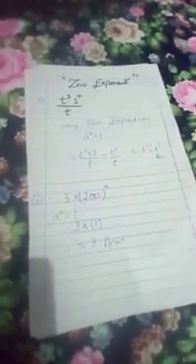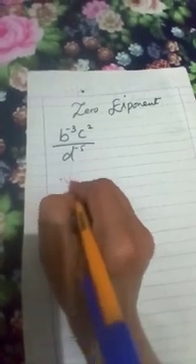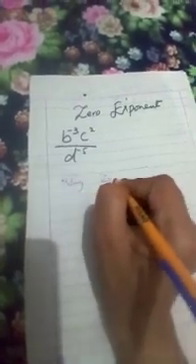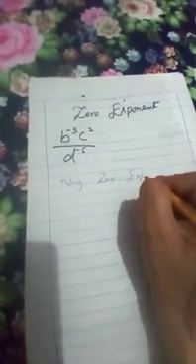Now dear students, if we have another question, that is the reciprocal of a^n is equal to 1 by a^n with minus n. Let's see. Here we will use the zero exponents as well. Now dear students, using the zero exponent law, that is a^(-n) is equal to 1 by a^n.